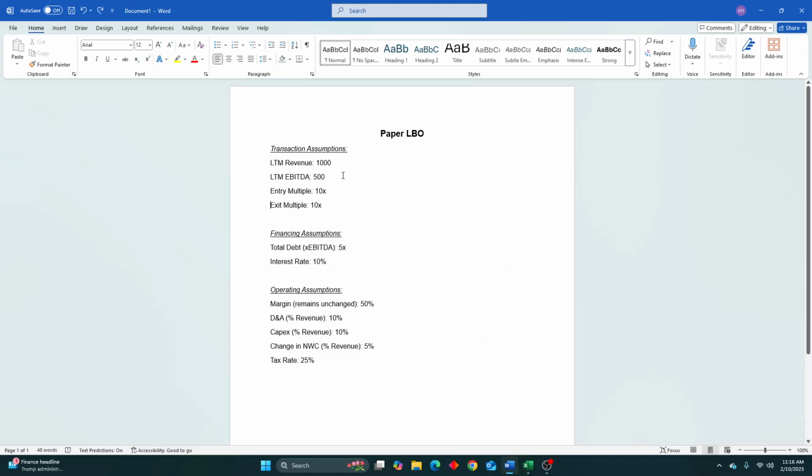So starting off with our transaction assumptions, we have LTM revenue of 1,000, LTM EBITDA of 500, with an assumed entry and exit multiple of 10 times. We're assuming that it's going to be financed with one tranche of debt, and that's going to be raised at 5 times EBITDA, carrying a 10% interest rate. Then for our margin, we're going to assume that our EBITDA margin remains unchanged at 50%, with D&A as a percentage of revenue being 10%, CapEx being 10%, and then with a 5% change in net working capital.